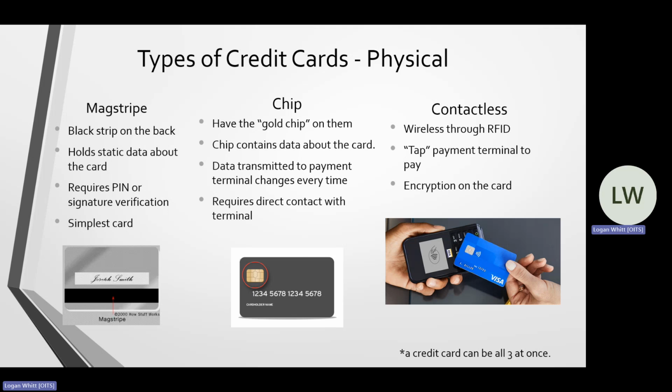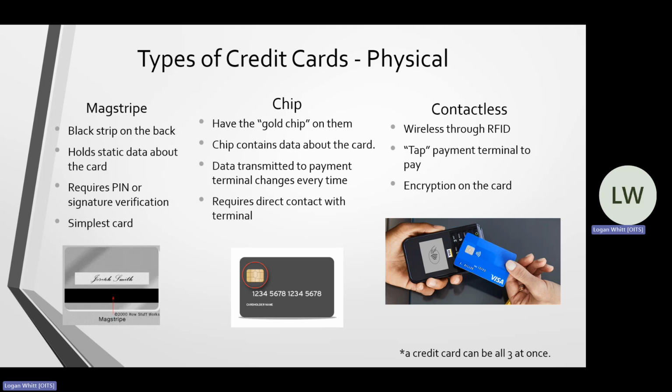Next are the chip cards. These cards use a chip to interact with the payment terminal. What makes these cards different from magstripe cards is that the information they hold on them is dynamic. What they transmit to the terminal changes on each transaction, and as a result, it is much more secure.